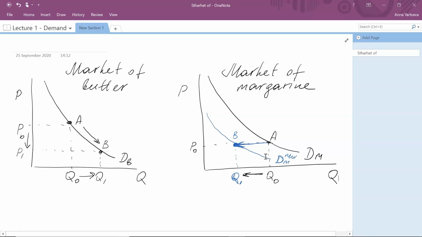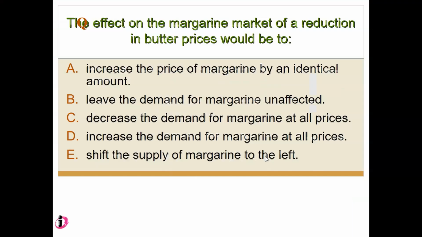Now let's have a look at which option this will be in our question. A shift in the supply is incorrect, supply won't be affected. We are talking about changes in the demand. So E we can cross out, it's incorrect. An increase in the demand for margarine is wrong. We will experience a drop in demand. C, decrease demand for margarine at all prices. This is the correct answer. We can select this. Let's have a look at the other options.